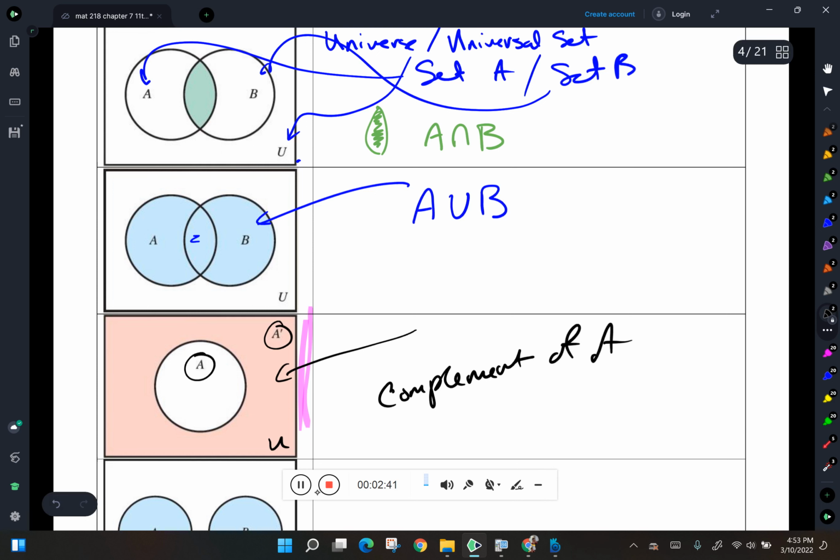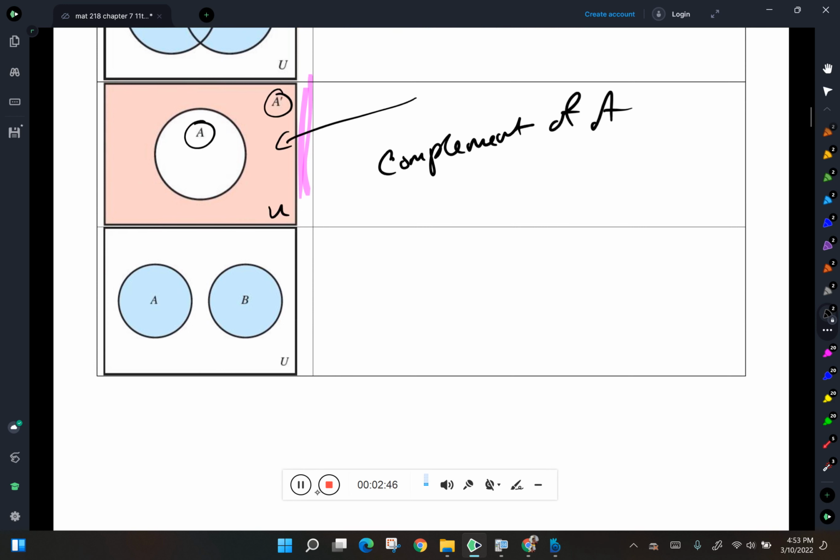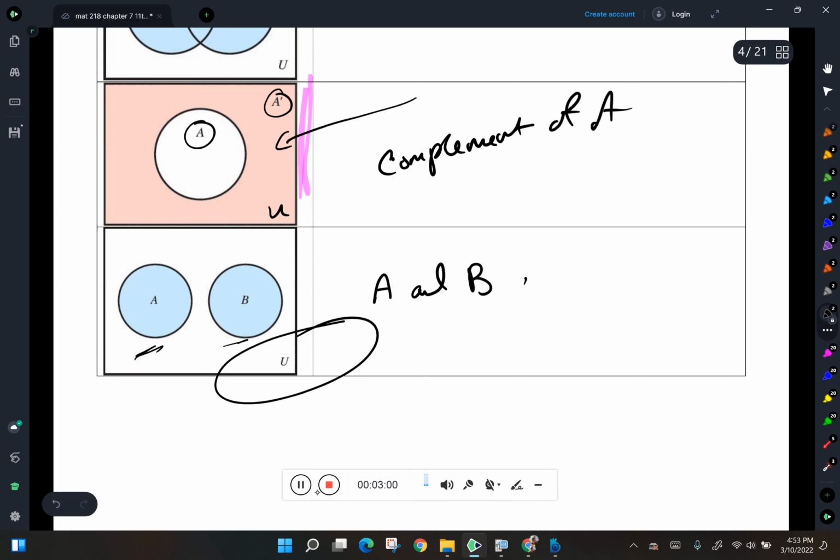And then the last one down here, what's this picture showing? Well, it's showing a universe. It's showing a set A on the left, and a set B on the right. And you notice how there's space in between them, that there's no overlap. Well, that would be a Venn diagram that shows that A and B are disjoint, meaning that they have no elements in common. You could also say that A intersection B is equal to the empty set.